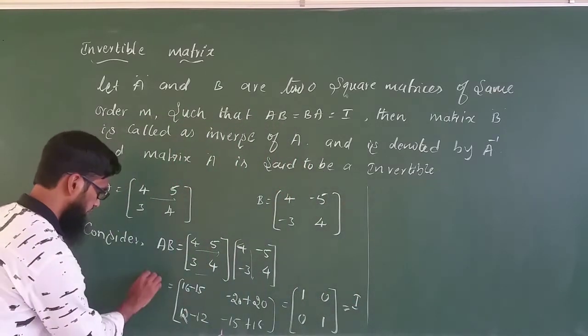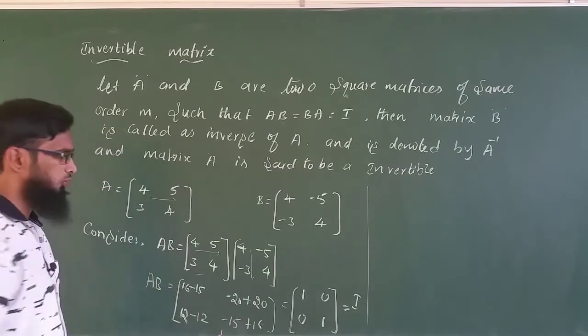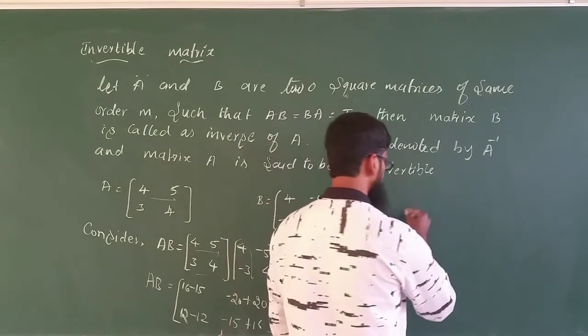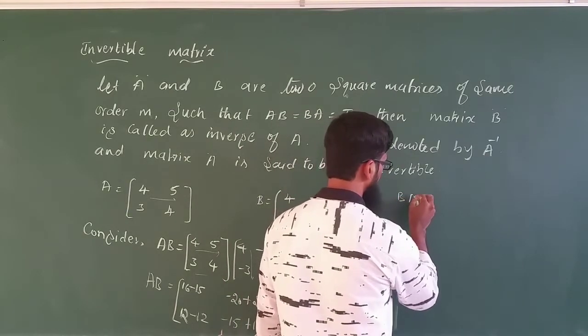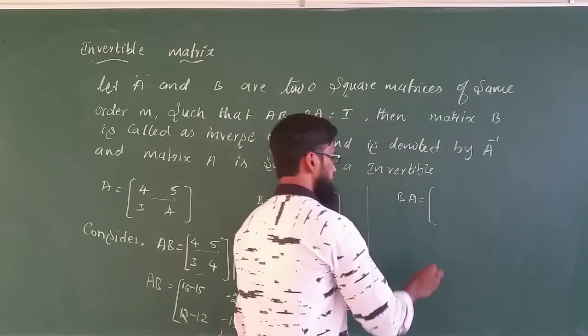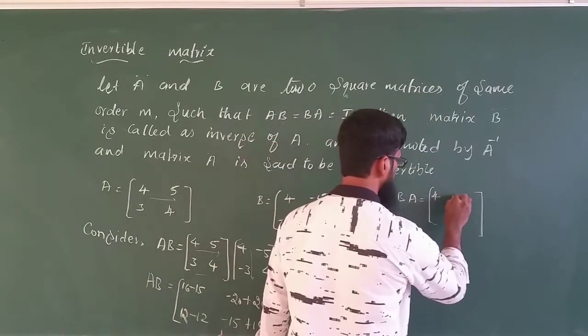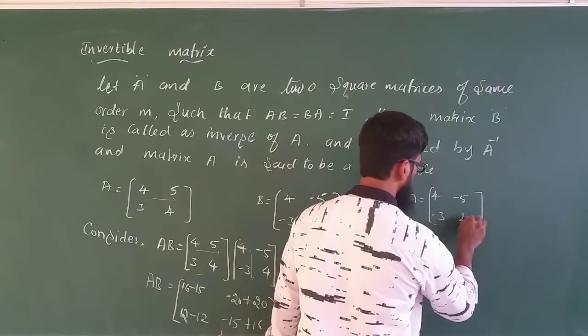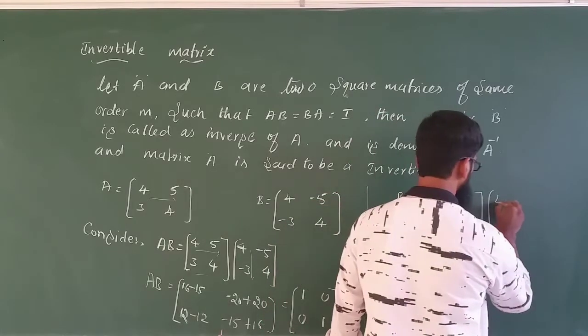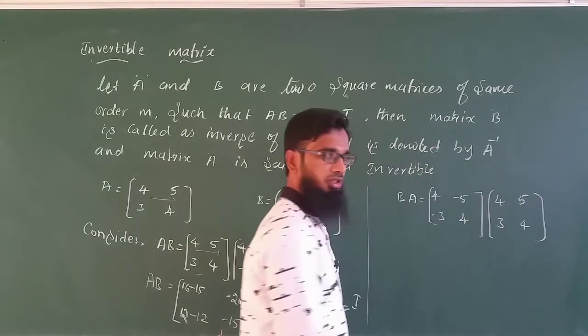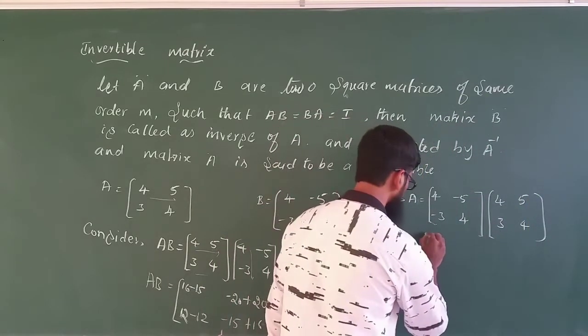When I take the product A into B, similarly I will calculate B into A, because we have to take it in reverse order also. I will consider B into A. So I will write the matrix B here: 4, minus 5, minus 3, 4. The matrix A is 4, 5, 3, 4. Again we just do the product multiplication.